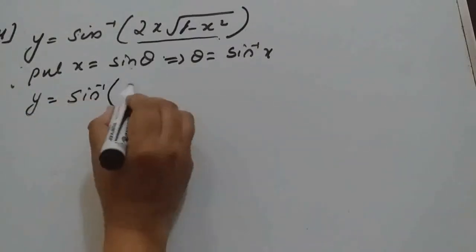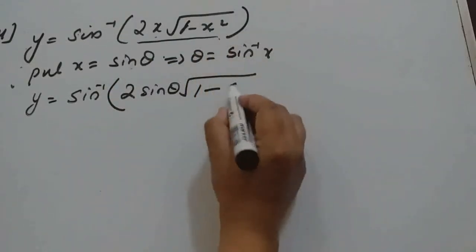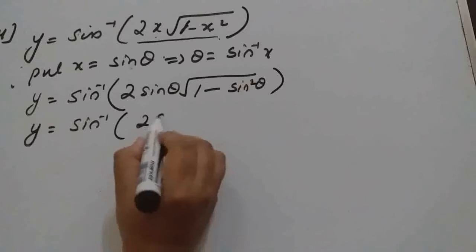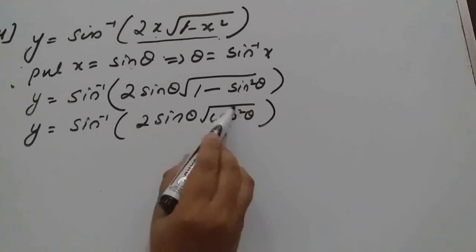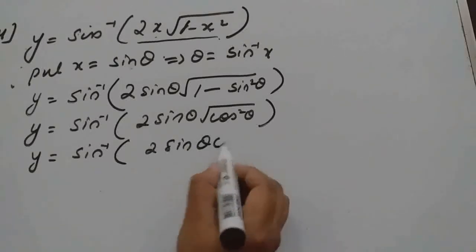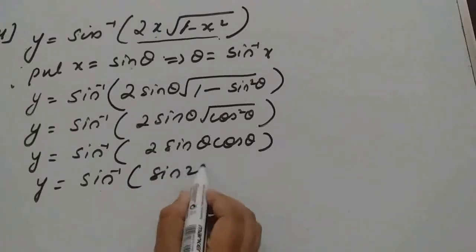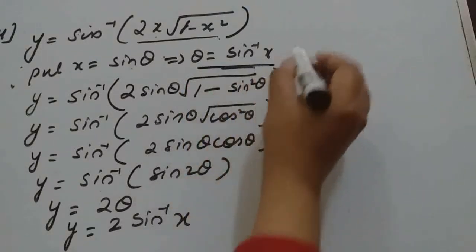2x is 2 sine theta, and 1 minus x square means 1 minus sine square theta. So 2 sine theta, this will give cos square theta under root, isn't it? Now next step, root and square will get cancelled. 2 sine theta cos theta, which is one of the formulas of sine 2 theta. So by using the property of inverse, this will give 2 theta only. But what is theta? Sine inverse x from here.